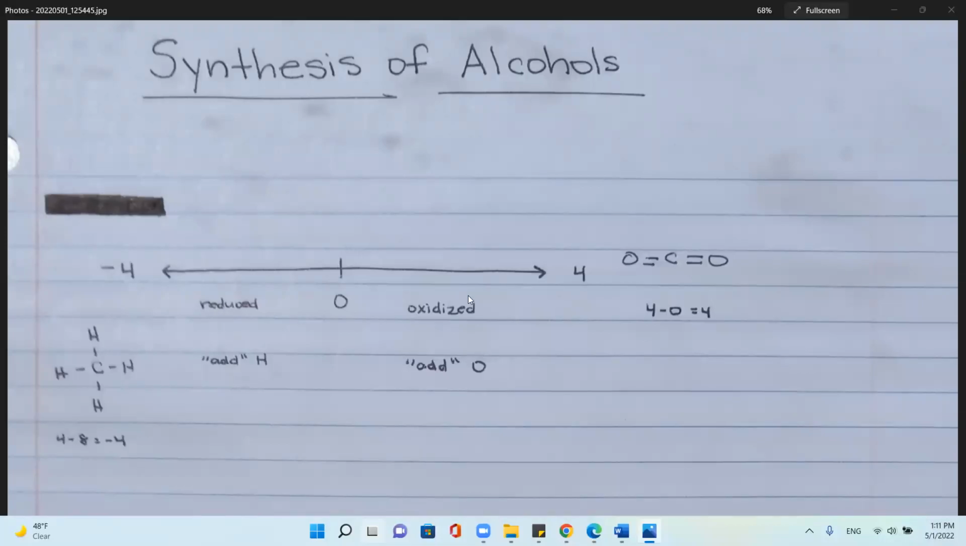All right, so in this video, we're going to talk about the synthesis of alcohols. I want to start by talking a bit about reduction and oxidation reactions, because in this video we're going to talk about reduction reactions in terms of synthesis of alcohols.